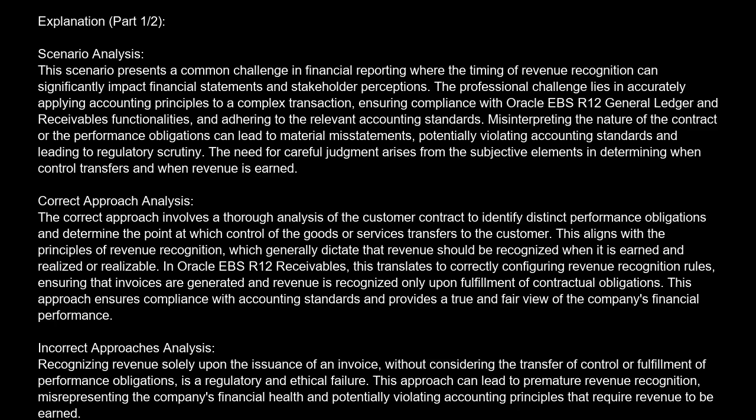Incorrect approach analysis. Recognizing revenue solely upon the issuance of an invoice, without considering the transfer of control or fulfillment of performance obligations, is a regulatory and ethical failure. This approach can lead to premature revenue recognition, misrepresenting the company's financial health and potentially violating accounting principles that require revenue to be earned. Recognizing revenue based on the cash received from the customer, irrespective of whether the service has been rendered or goods delivered, is another significant failure.